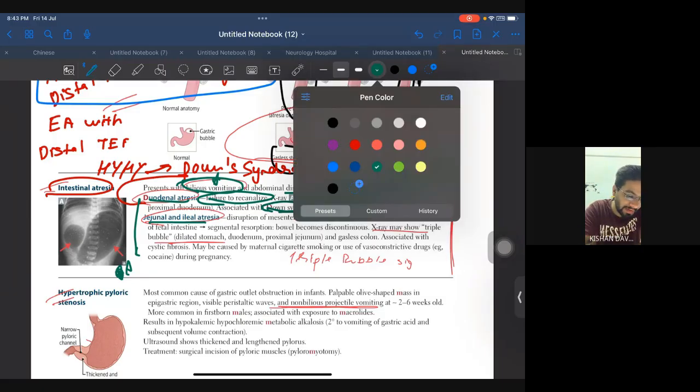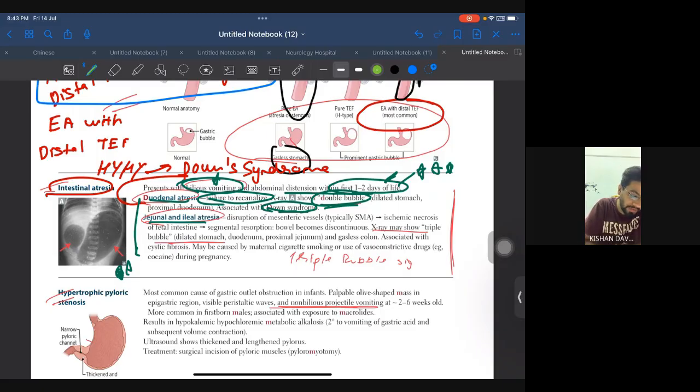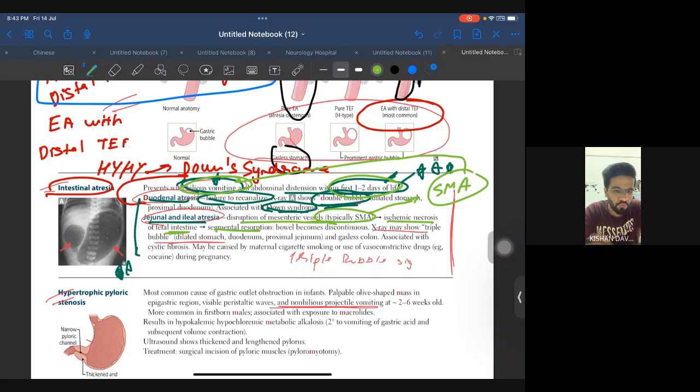Coming to jejunal and ileal atresia, what happens over here is a disruption of mesenteric vessels, especially the SMA. So there is ischemic necrosis of the intestine, with segmental resorption. So if they give you anything related to the SMA, and along with that they give you bilious vomiting occurring within the first 1 to 2 days of life, straight away go for jejunal and ileal atresia. Another thing, how you can differentiate duodenal and jejunal ileal is that the X-ray may show a triple bubble sign. In duodenal, double bubble, whereas in jejunal and ileal, it will show triple bubble.